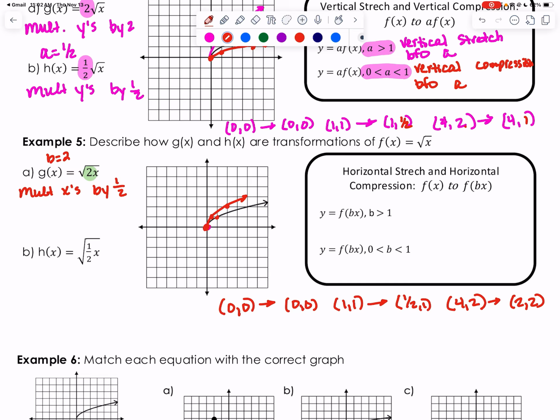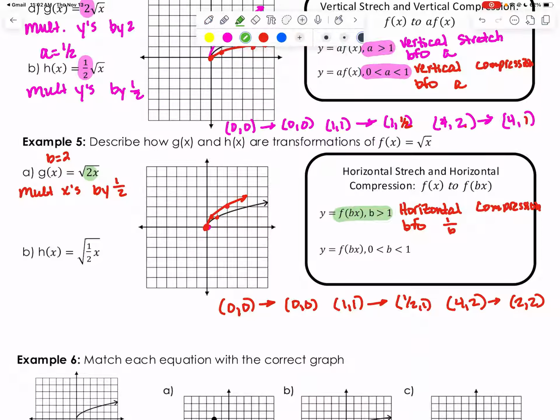To summarize this, this is going to be when f of bx, if b is greater than 1, is a horizontal compression by a factor of 1 over b.